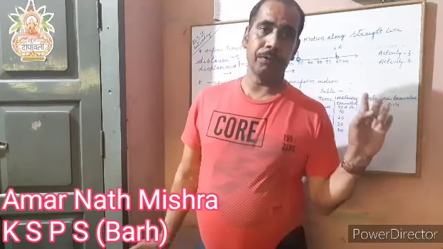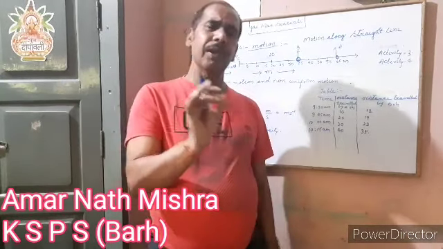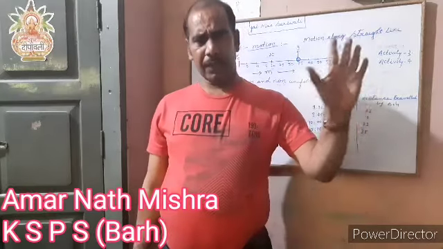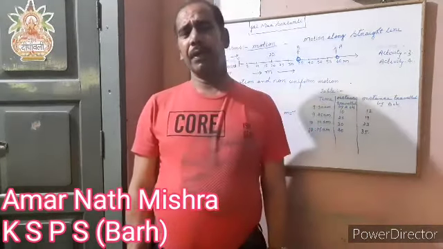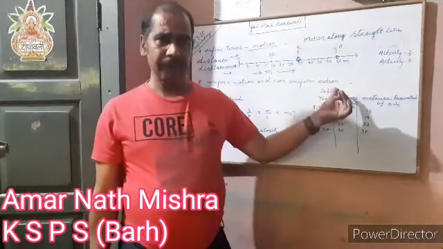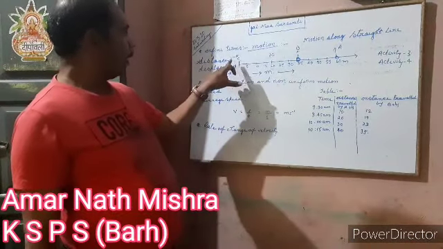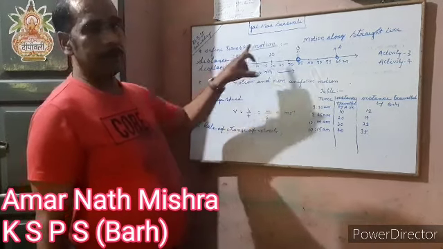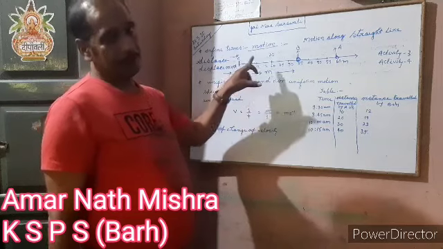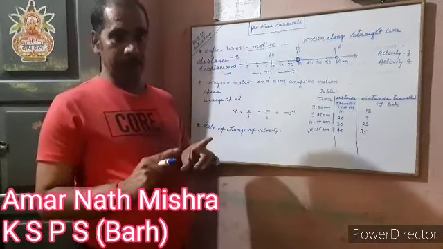There are two kinds of physical quantities. One is scalar quantities, the other is vector quantities. In short, those quantities which have only magnitude are called scalar quantities, and those quantities which have both magnitude as well as direction are called vector quantities. So these two quantities are different. Distance is a scalar quantity, displacement is a vector quantity. So note down, these two quantities are the most important.